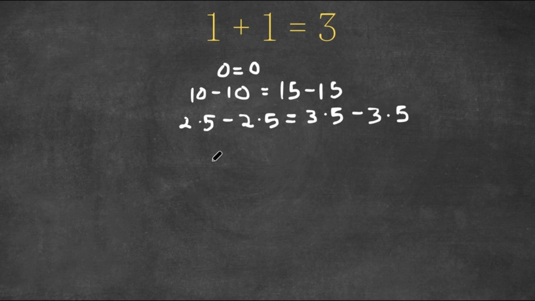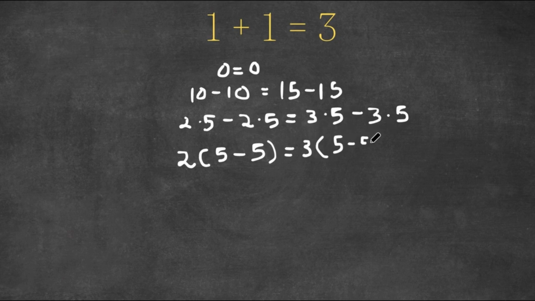Now what I'm going to do is factor out 2 from our left-hand side. So now we have 2 times (5 minus 5). Again, 2 times 5 divided by 2 is 5. This is equal to, for our right-hand side, I'm going to factor out 3. So now we have 3 times (5 minus 5). So now we have 2 times (5 minus 5) is equal to 3 times (5 minus 5). Now, because both sides have 5 minus 5, I'm going to simply cancel them out.